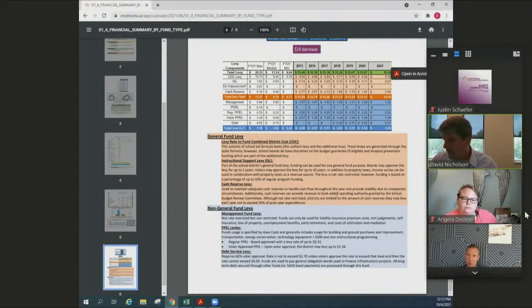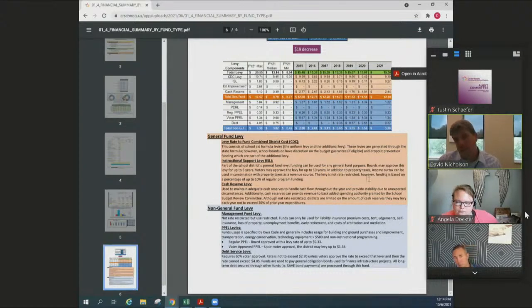The other piece is a cash reserve levy for cash flow purposes, to help make sure that you have enough money in the bank to weather the summer months when you're not getting state aid, to pay all your bills. We pay our teachers in July and August throughout the summer, and we have a lot of expenses that occur then. We need additional funds in our coffers to do that. It also helps maintain our solvency ratio. We'll talk a little bit about that later.